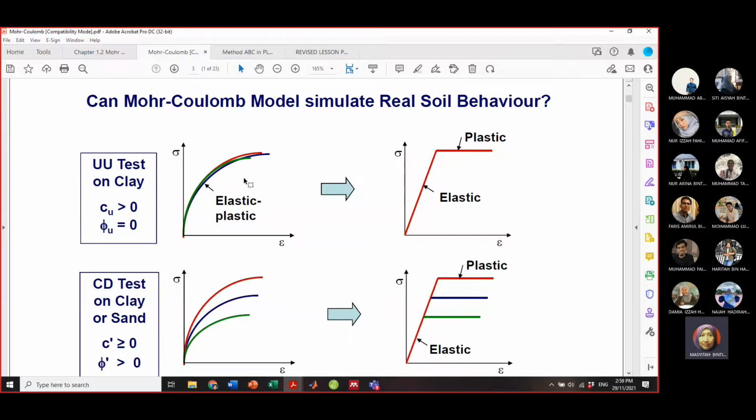Okay, contoh juga kalau kata you buat UU test, this is what exactly happen lah. You may have different nilai E, represent red color, green color, blue color. But then when you model in the Mohr-Coulomb, you only have one elastic E sahaja. Yang mana sampel tu sebenarnya pada real condition, it has 3. But now it only has 1.